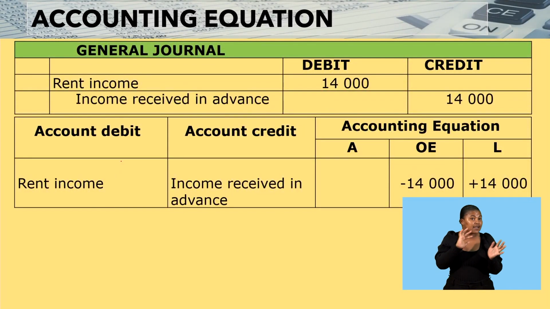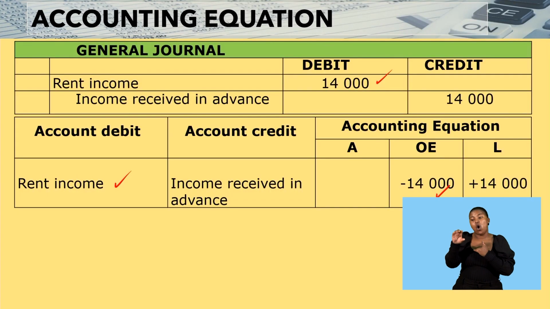Let us therefore see how it affects the accounting equation. Remember in the general journal, we debited rent income of 14,000. So we come here, we debit rent income. And once you debit income, because income is a credit balance, you are decreasing the income. Therefore, you come to owner's equity, you are decreasing owner's equity, then you say minus 14,000. And then you credit your income received in advance.